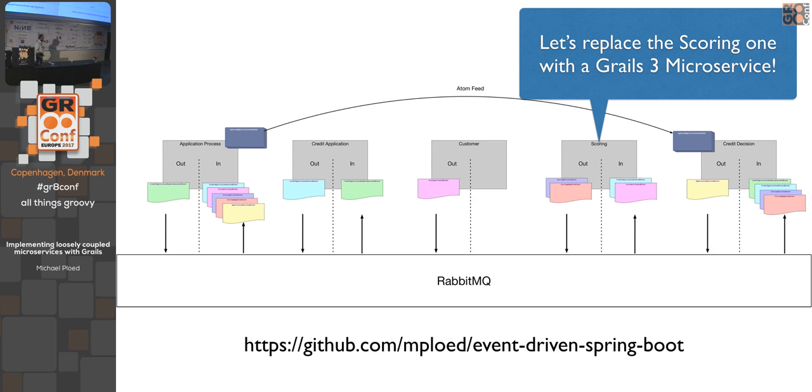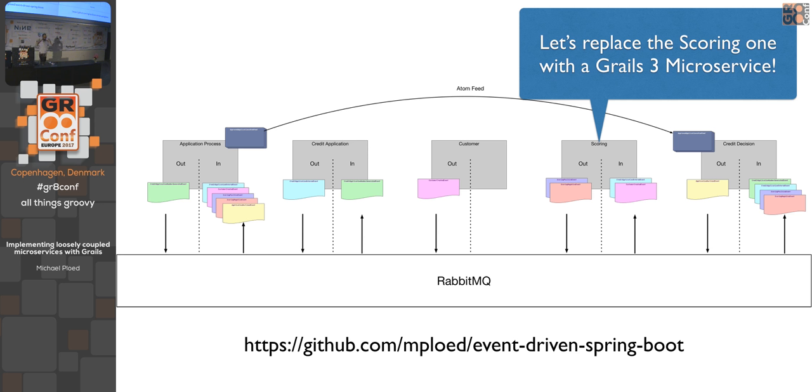I have prepared, also for a couple of other talks, and as a playground for event-based systems, a complex application. It is a loan application where we are applying for a credit. This application landscape consists of five applications: an application process application, a credit application, a customer application, a scoring application, and a credit decision application.